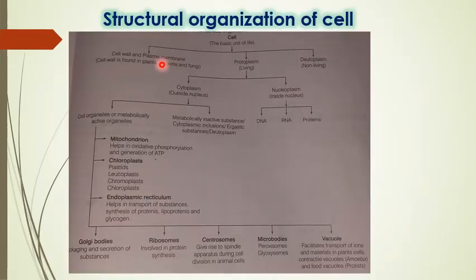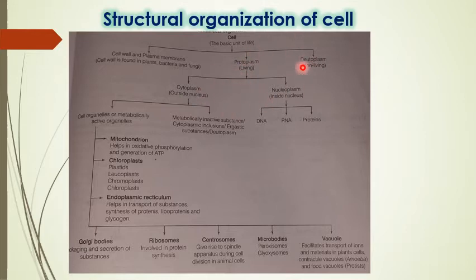Now we are going to discuss the structural organization of the cell. As we all know, the cell is the basic unit of life. The cell is divided into three parts. First, the cell wall and plasma membrane. Second, protoplasm. Cell walls are found in plants, bacteria and fungi, and protoplasm is present only in living organisms. The third is cytoplasm.